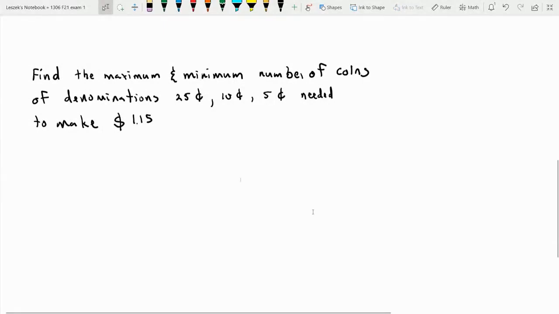So find the maximum and minimum number of coins when using the denominations of a quarter, a dime, and a nickel, needed to make $1.15. It's that kind of problem. Now, if you want to find the maximum number of coins, which denomination would you want to use? Well, the smallest one.